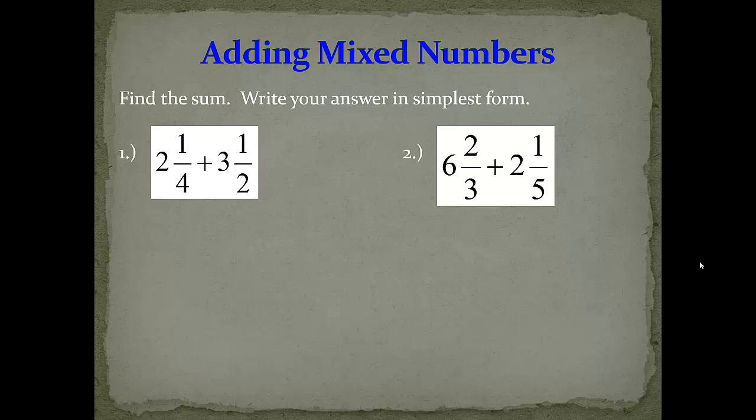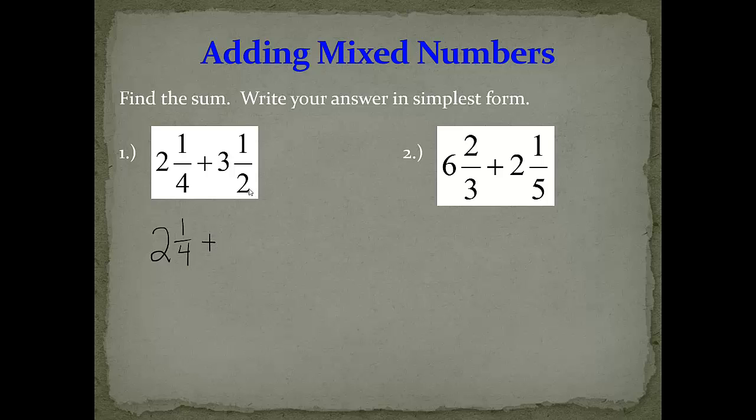Our first step is to look at our denominators and see if they are the same. We have a 4 and a 2, so they are not the same. So what we need to do first is get a common denominator. Our least common denominator, or least common multiple of 4 and 2 would be 4. So my first mixed number will stay the same. I will have 2 1/4.